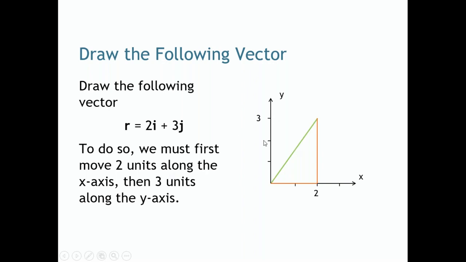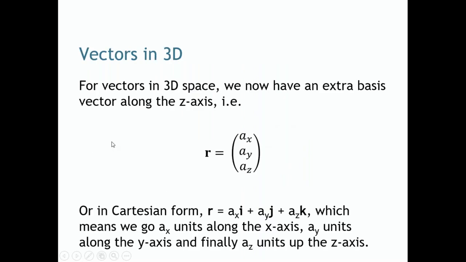So we have our 3 here. We have our 3 here. So that's where we have that drawing. Now in 3D, for vectors in 3D space, we have an extra base or basis vector along the z axis.